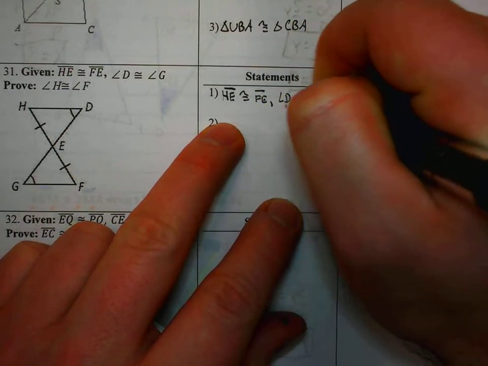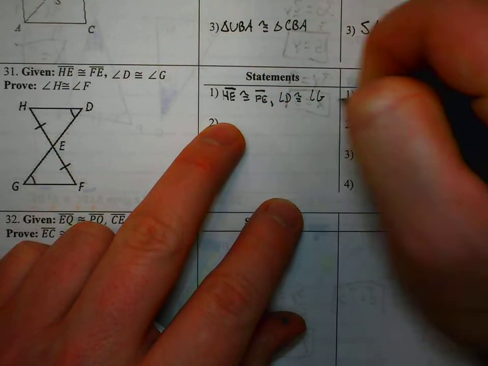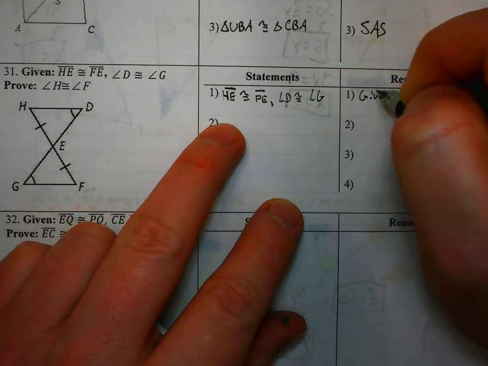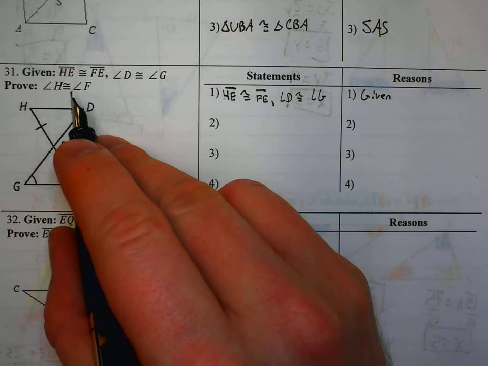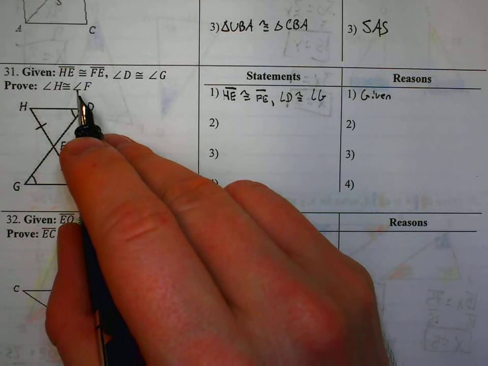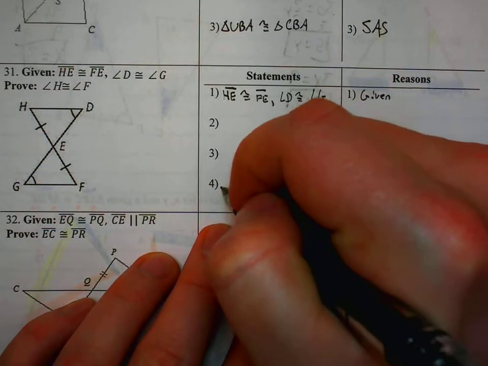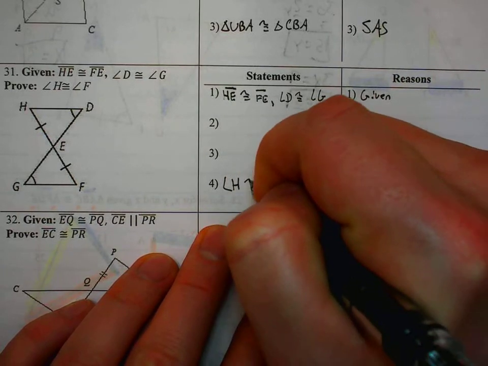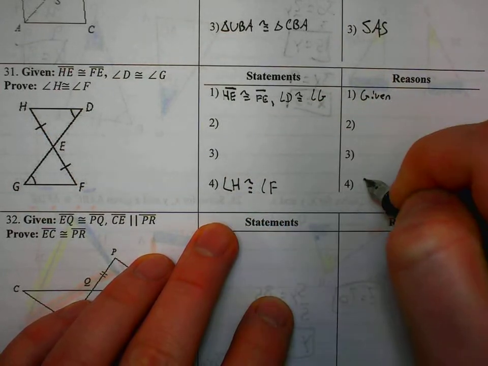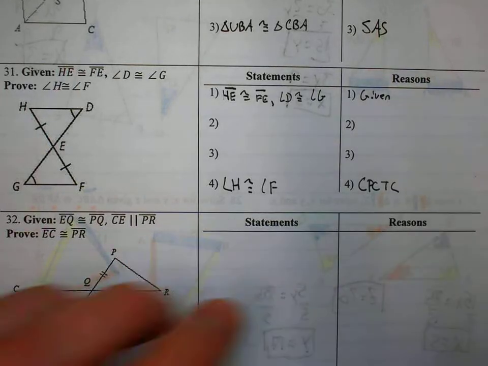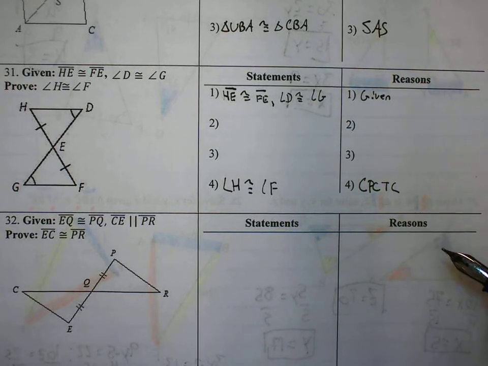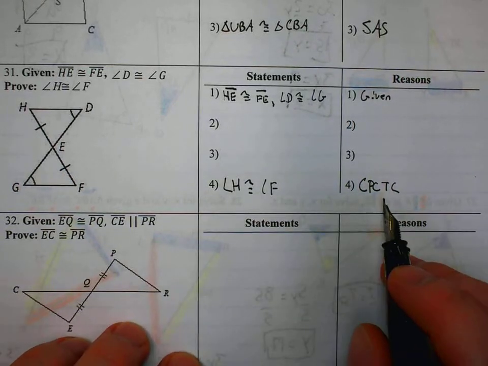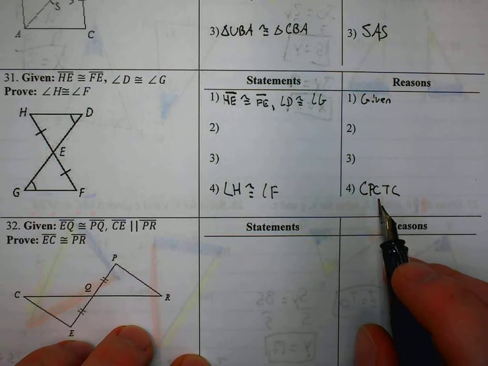Angle D is congruent to angle G. This is not asking me to show that the two triangles are congruent. It's asking me to show that the parts are congruent. That means this is going to be a CPCTC proof. Angle H is congruent to angle F, reason CPCTC. In order to use CPCTC, I need to show the triangles are congruent, just like I did in the last two proofs. So even though it ends differently, I'm still going to end up doing the same things.